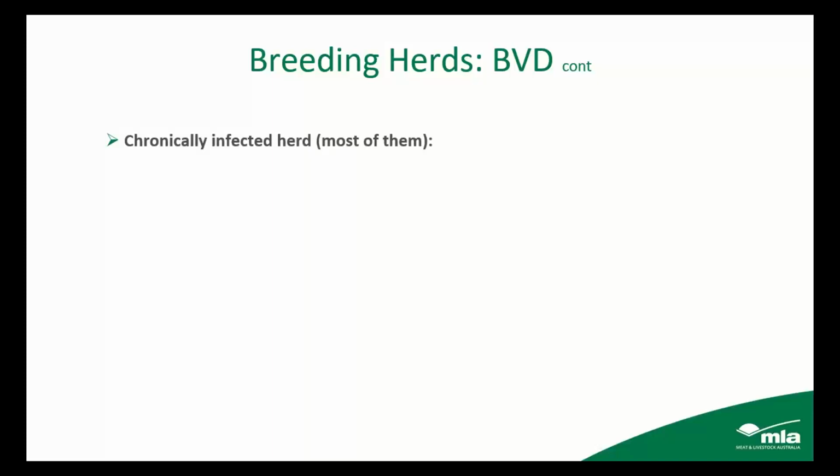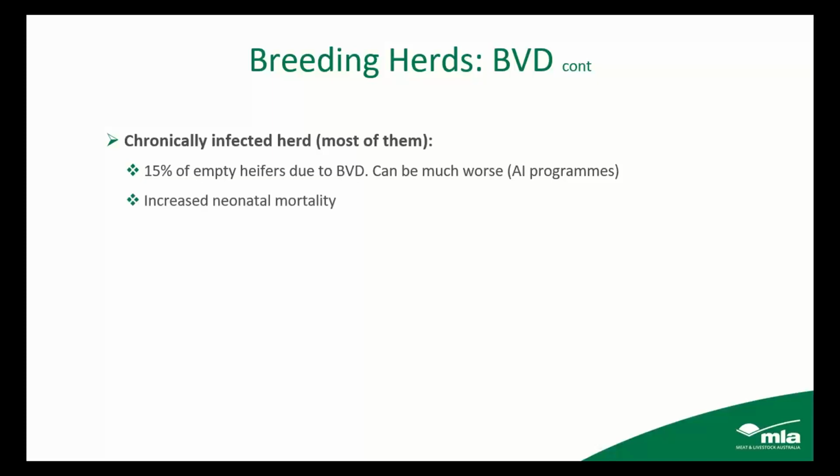So we're dealing with chronically infected herds, and in southern Australia, that's probably most of them. I'd just remind you that BVD was identified as the second biggest production loss disease in that review from 2015. Of your empty heifers, about 15% of them may be due to BVD. It can be much worse if you happen to time your AI program with rapid spread through the herd. We've seen that on a couple of occasions now, most recently earlier this year.